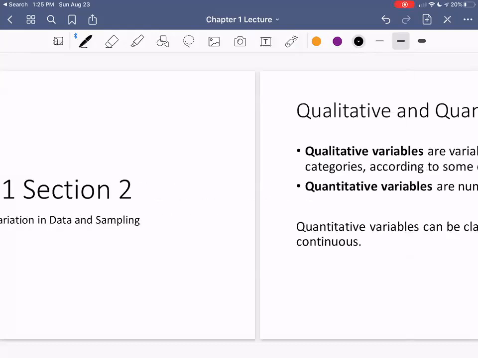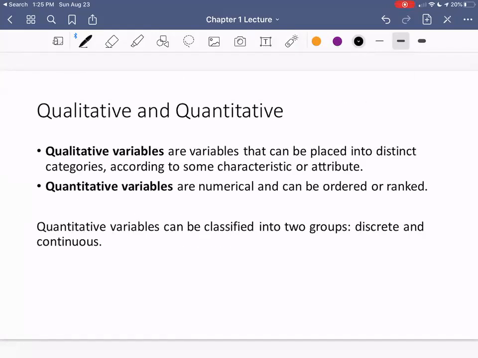The first thing I want to look at are a couple types of variables. We have qualitative variables and quantitative variables. Qualitative can be put into distinct categories or some kind of characteristic. Quantitative are numerical and can be ordered or ranked. You're going to see that we're going to talk about these more. And quantitative can be classified into 2 groups, discrete and continuous.